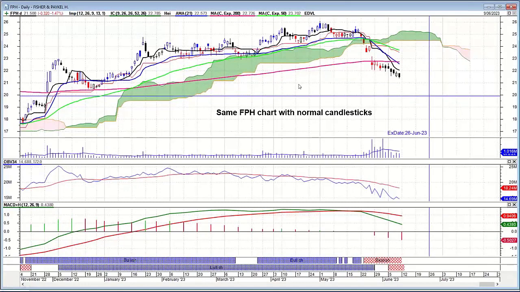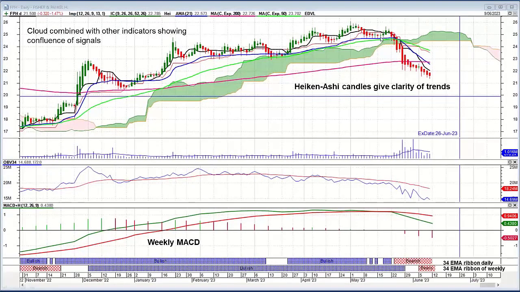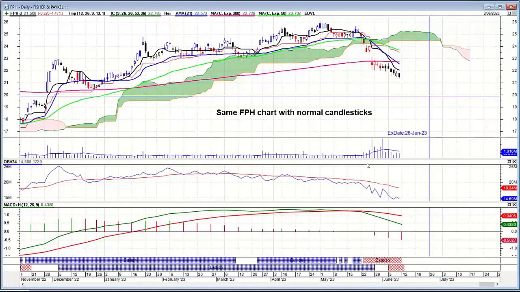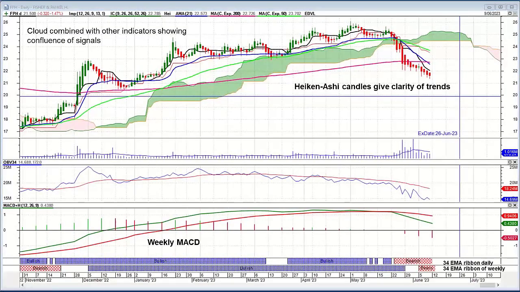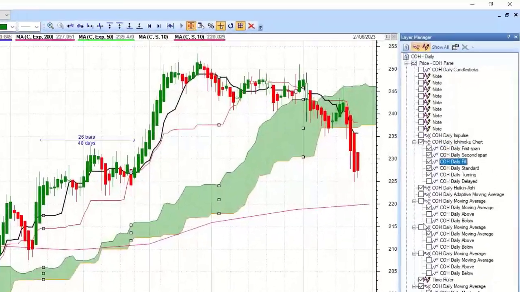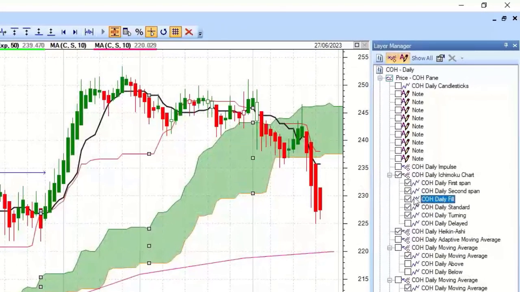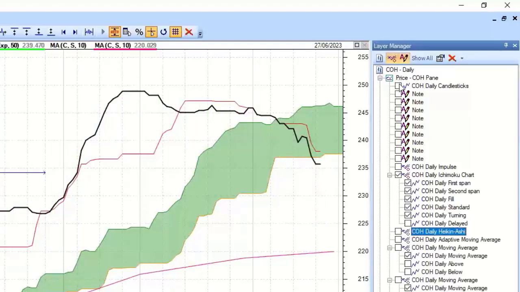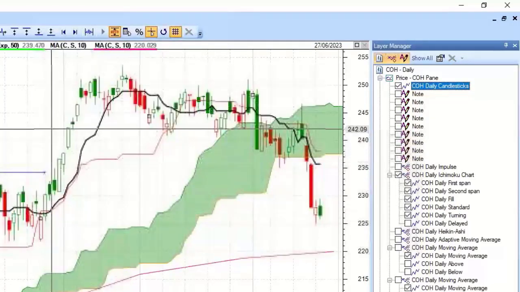Same one with normal candles. I'll just go back. That's with Heikin-Ashi candles. See how obvious the trend is? And this one is with normal candles. A bit messy. It doesn't look quite as easy to read as with the Heikin-Ashi. Having said that, Heikin-Ashi candles, the way they're calculated, don't actually give you the true price. So in Bull Charts, what we can do is turn off the Heikin-Ashi candles and keep the real candles.